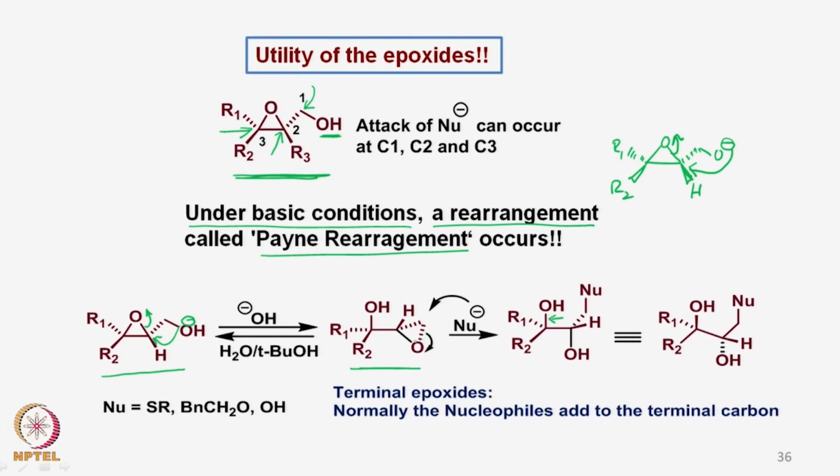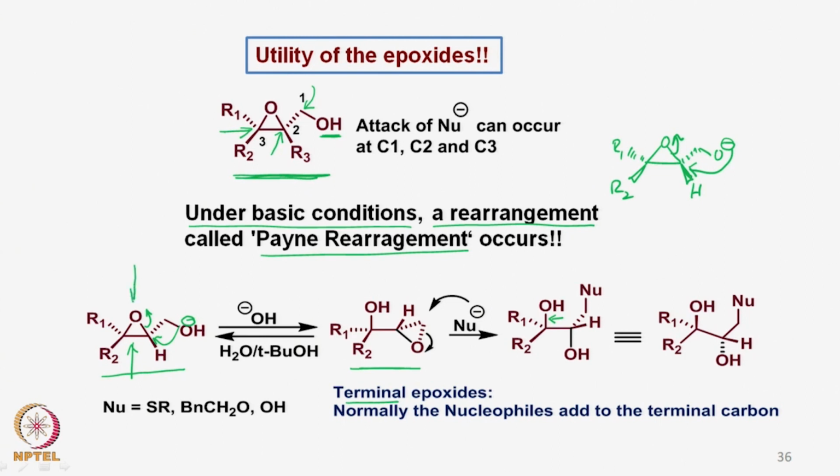The epoxide of course will now be a terminal epoxide, because we started with an epoxide in the middle, where on one side we had R1 and R2 groups, and on the other the CH2OH and the H. But after the Payne rearrangement, the epoxide has become a terminal epoxide, and this terminal epoxide is sterically less hindered compared to this epoxide.